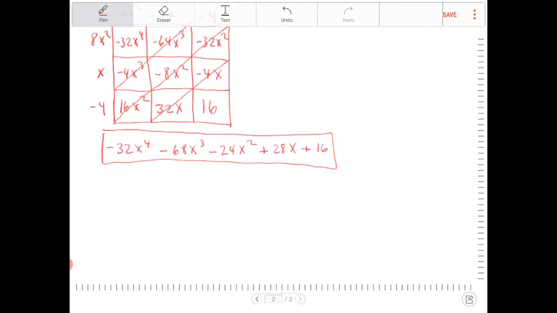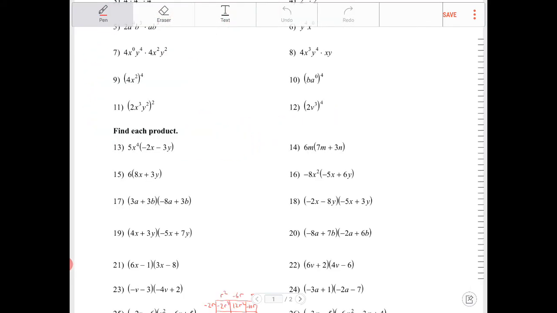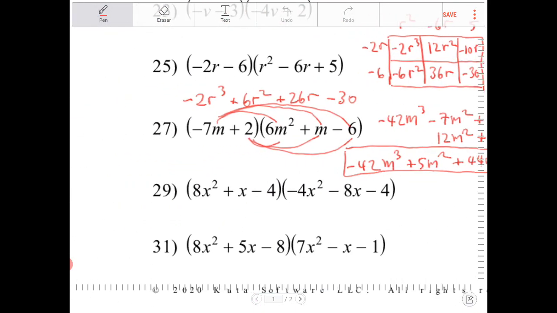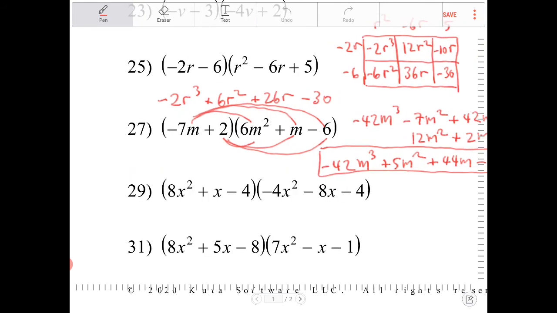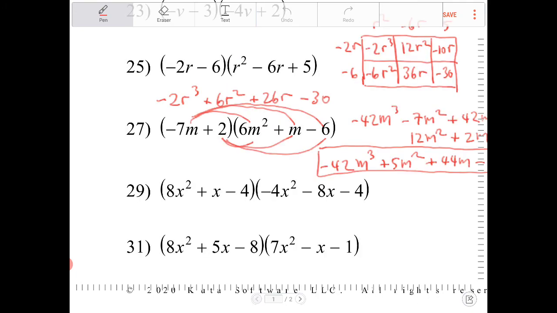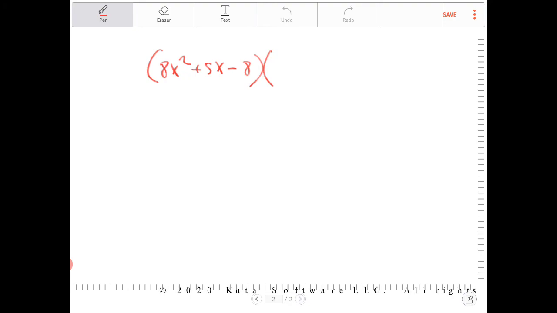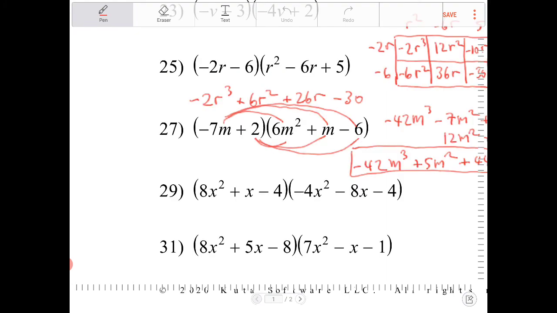And for the last problem, okay? So let's take a look at the last problem. I'll rewrite on the next page here. 8x squared plus 5x minus 8. So give me a second. 8x squared plus 5x minus 8 times 7x squared minus x minus 1. Let me see if I got that right. Yes. 8, 5, negative 8.